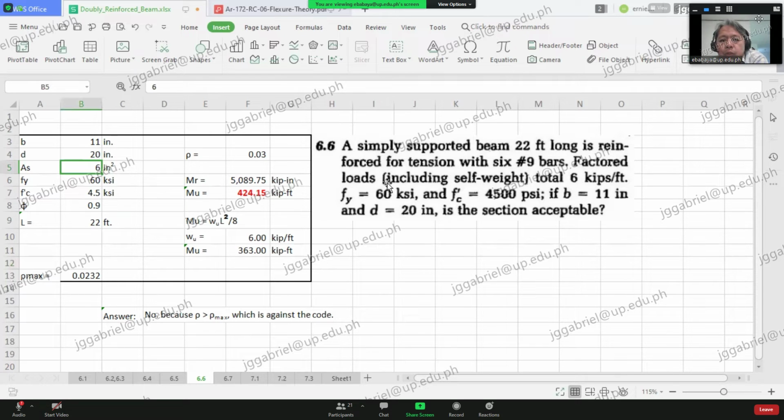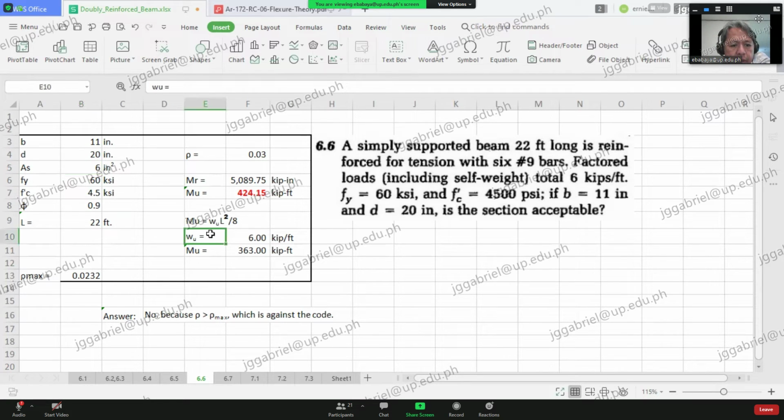Now, factored loads, including self-weight. When it mentions that, that means all the service loads were already multiplied by their load factors, 1.4 and 1.7. So this is already your WU. U stands for ultimate. It's already multiplied by 1.7 for live load and 1.4 for dead load. So that's 6 kips per foot.